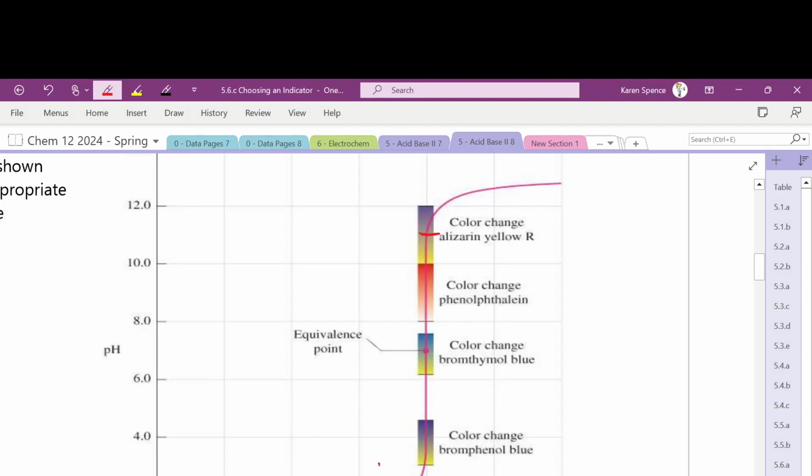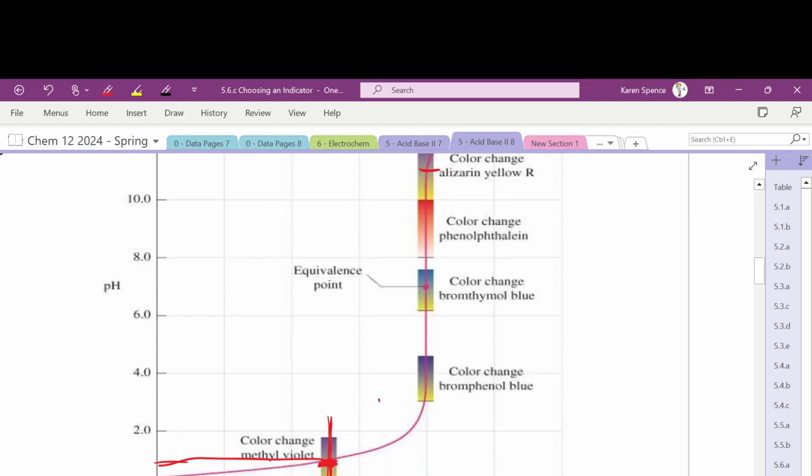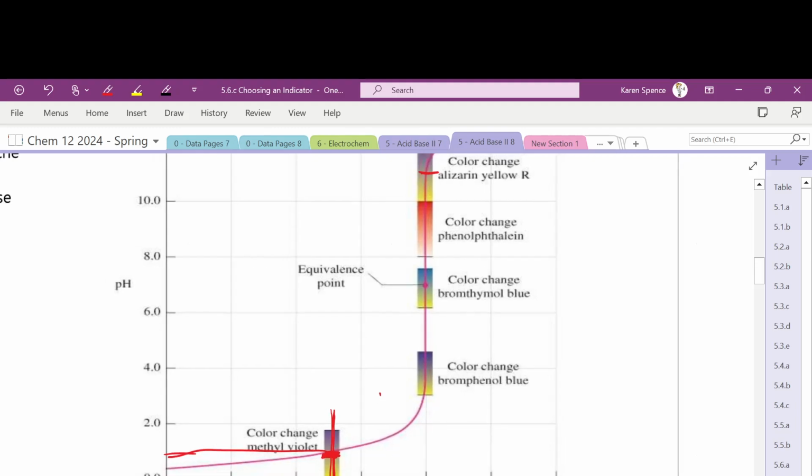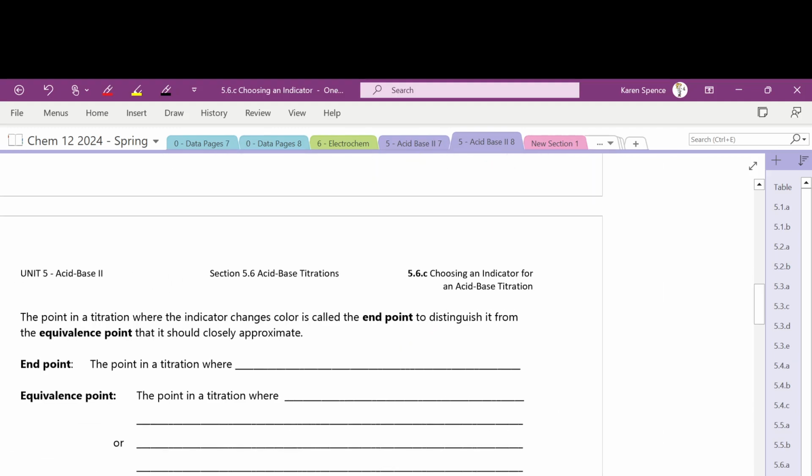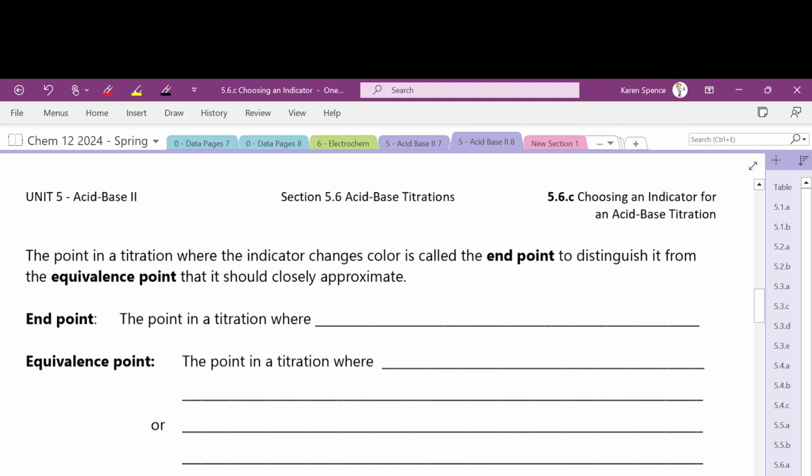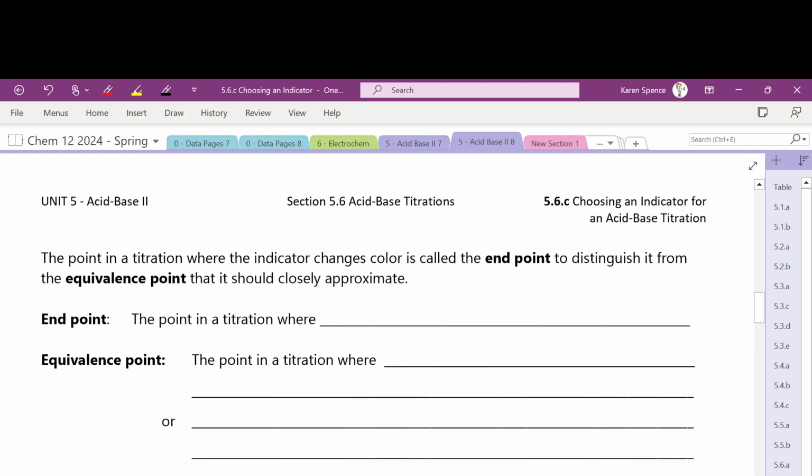And so our volume, it would change pH at about, what is that, like 13 milliliters? Is 13 milliliters our equivalence point? No. So will methyl violet say this is the end of the reaction when the reaction is actually ending? No. So it is a poor choice of an indicator. Okay? All right. Please see if you can write down what an end point is and what an equivalence point is.